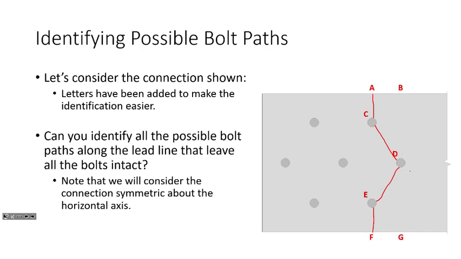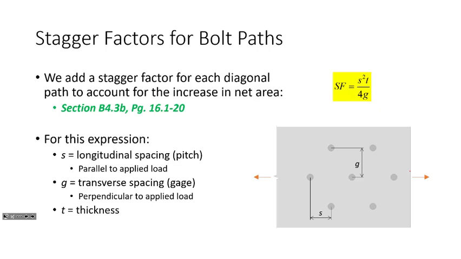So the way that we handle those diagonal paths is we compute what's called a stagger factor, and it's really plug and chug. So whenever you have a diagonal path, you just compute this term here, S squared T over 4G, and S is just, for any diagonal path, S is that spacing here, and G is that spacing there, right? So just like with parallel connections, staggered connections, it's a lot of plug and chug. The only thing is that there are multiple potential paths, right? So just on that last connection, there were three or four different potential net areas.